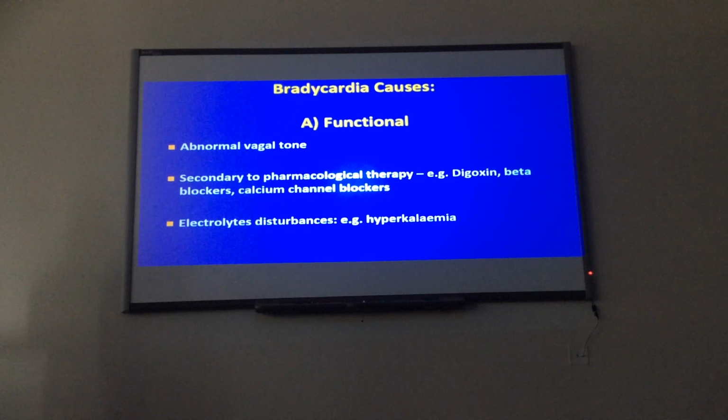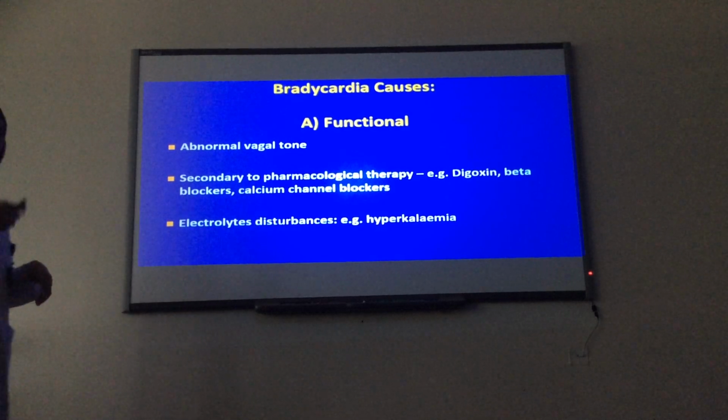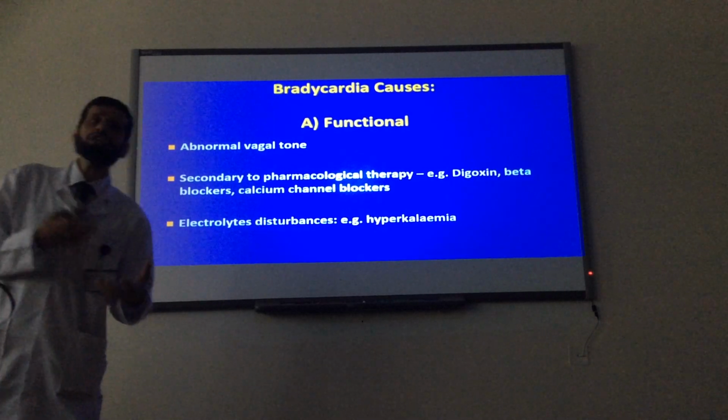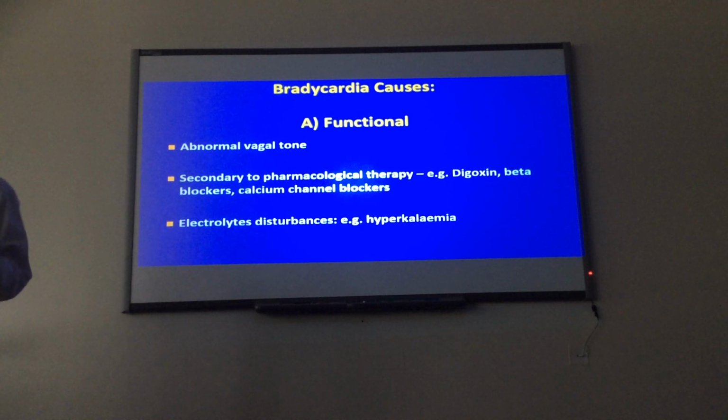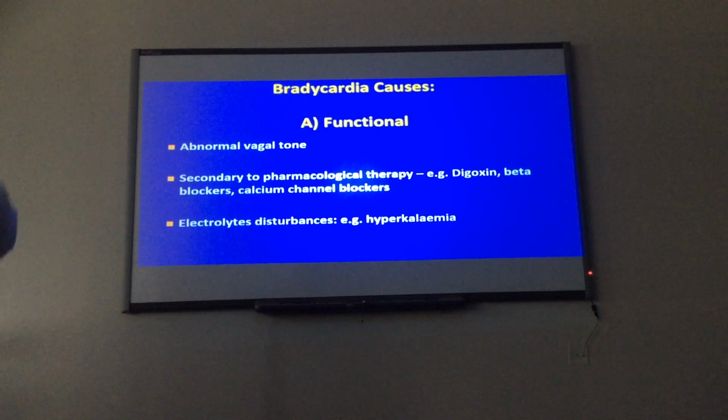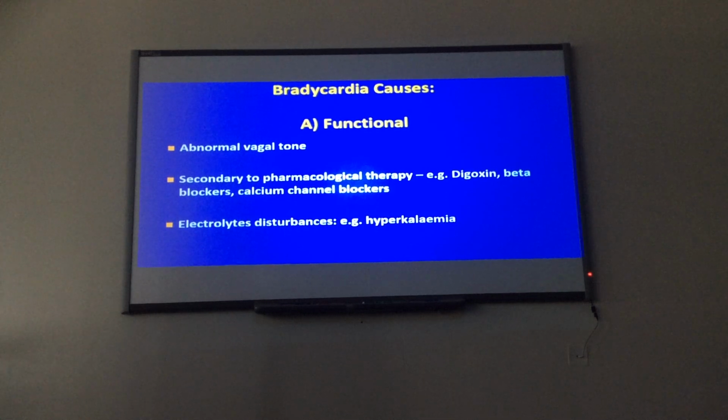For causes of the conduction system problems, we can classify them into two conditions. One is functional, the second is pathological. What does functional mean? It could be either physiological or sometimes we call it extrinsic. So the conduction system is normal, but there are other factors that affect the conduction system.